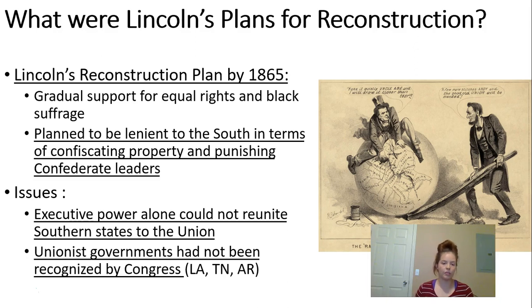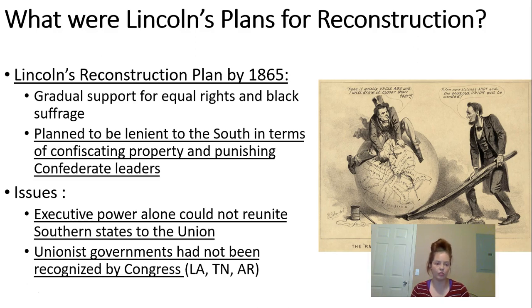Another thing is that Lincoln planned to be lenient to the South in terms of confiscating rebel property and punishing Confederate leaders. We're going to have some Unionists who believe that any rebel should be harshly punished for seceding and for bringing the country into a civil war, but Lincoln isn't really going to see it that way. He wants to be more lenient.